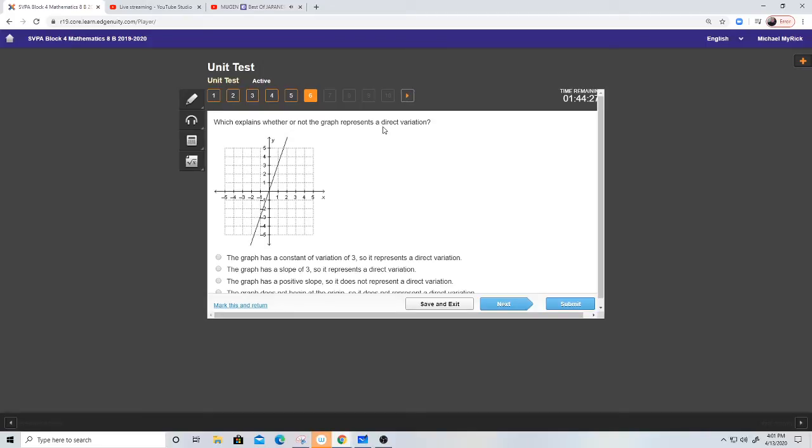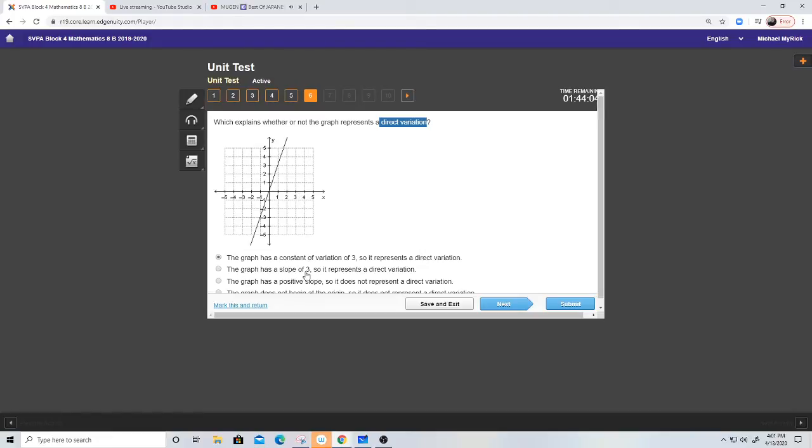Alright, so two things for direct variation. It's got to be a line, and it's got to go through the 0, 0 point, the origin. So, which explains: the graph has a constant variation of 3, so it's a direct. So that's correct so far, but it's missing the origin thing.